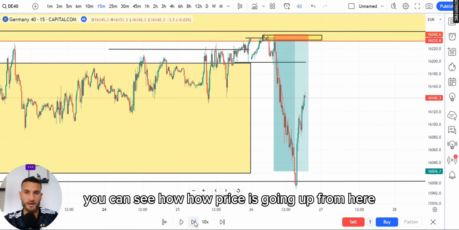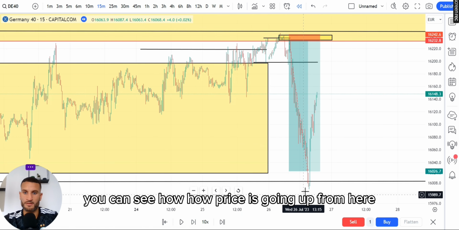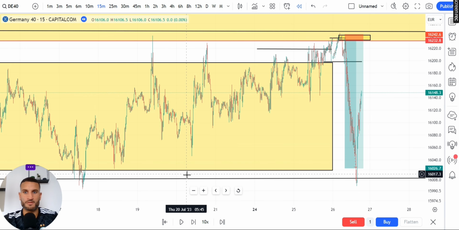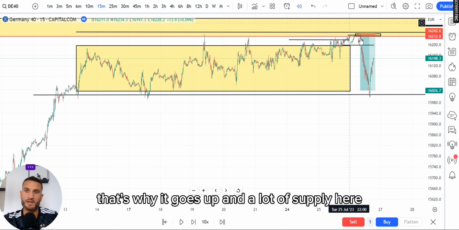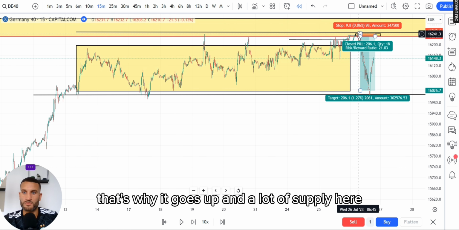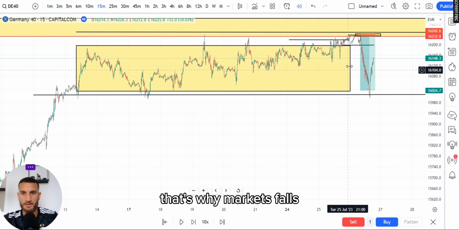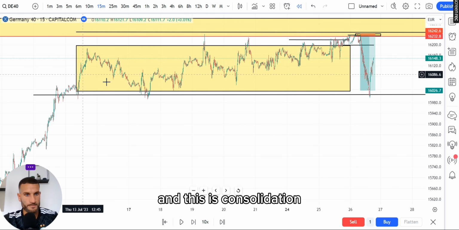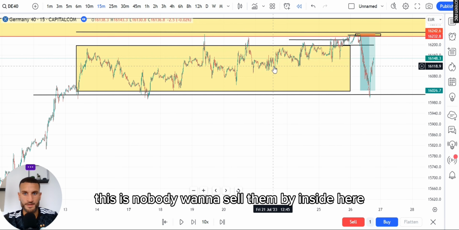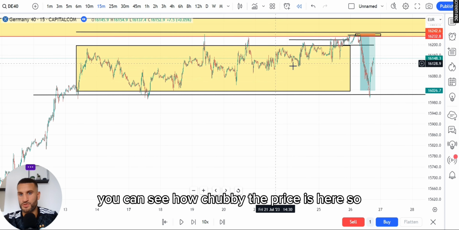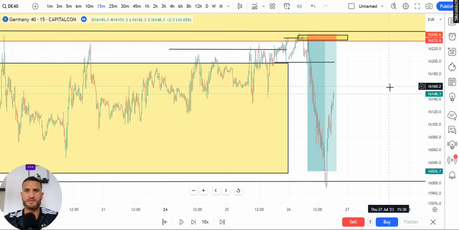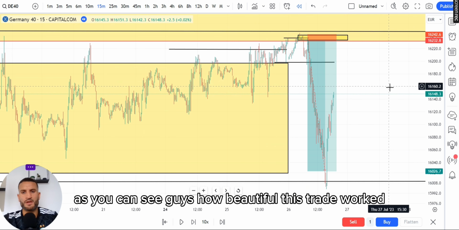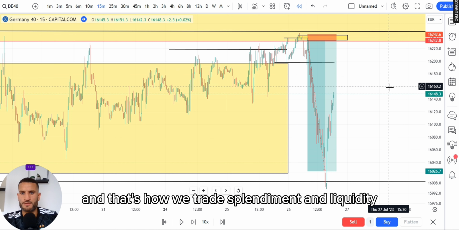You can see how price is going up from here, because it's normal. There's a lot of demand for price here, that's why it goes up, and a lot of supply here, that's why markets fall. And this is consolidation. Nobody wants to sell and buy inside here. You can see how choppy the price is here. So as you can see, guys, how beautiful this trade worked, and that's how you trade supply and demand and liquidity.